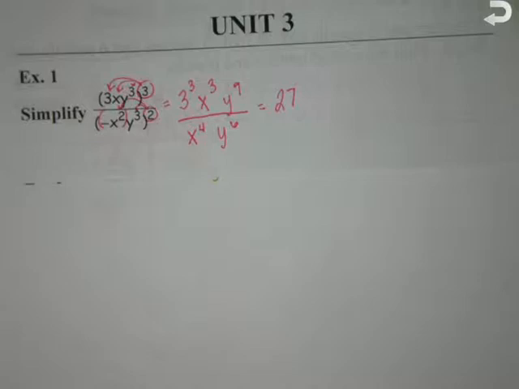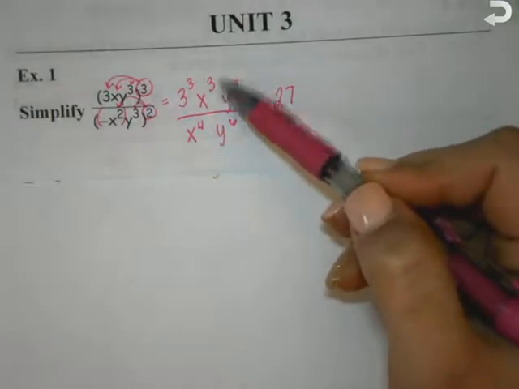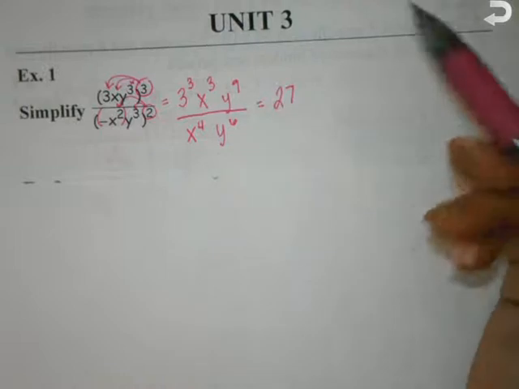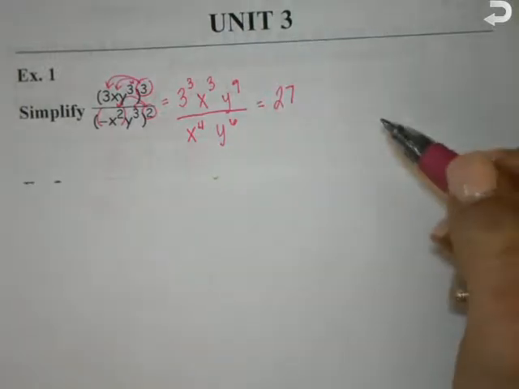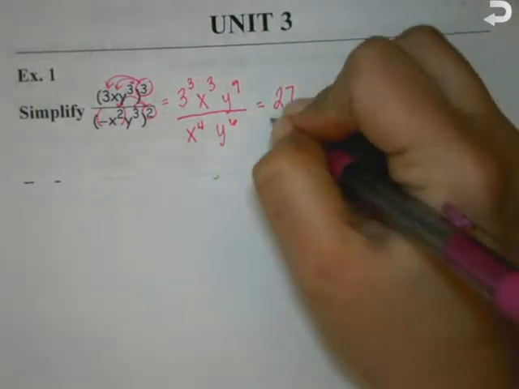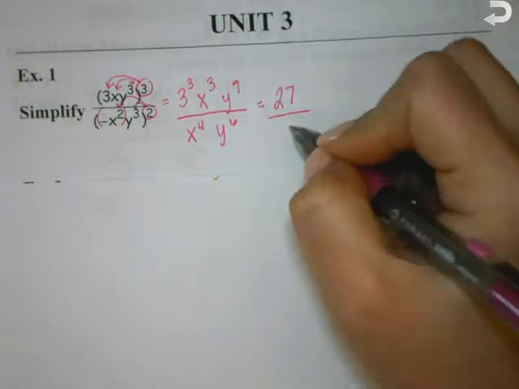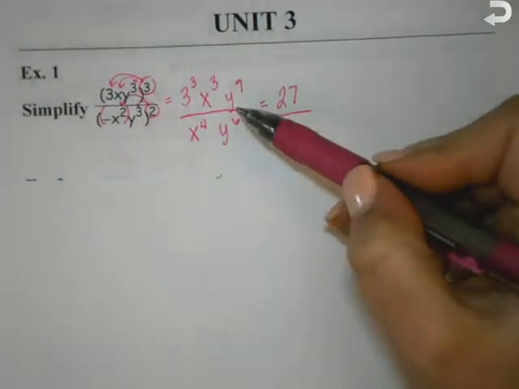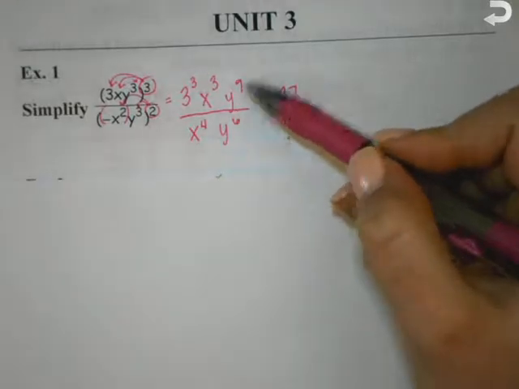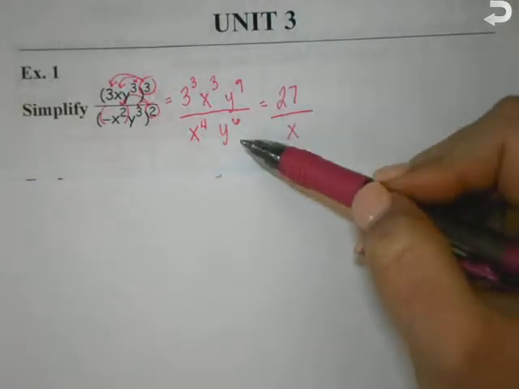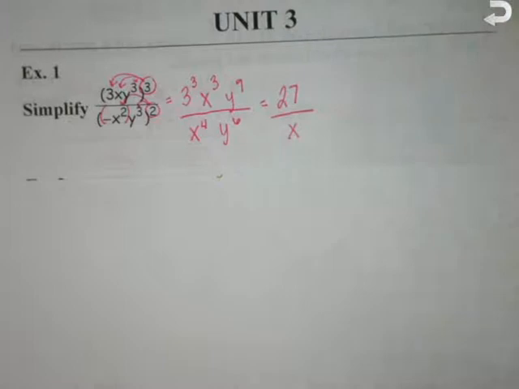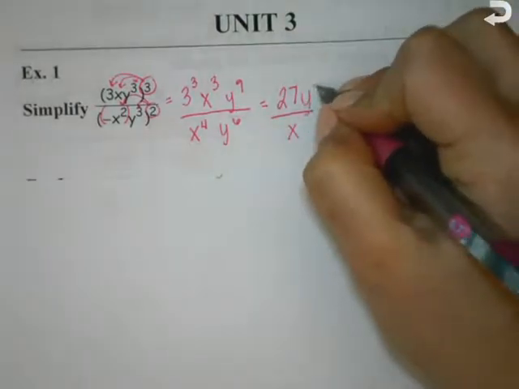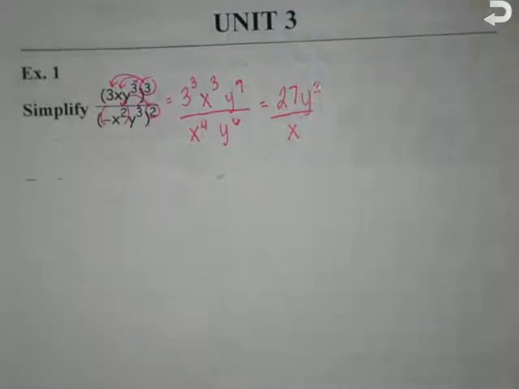And then look at your x's. In the numerator, I have an x to the third. In your denominator, I have an x to the fourth. So where are my x's going to end up? On the bottom. And how many of them will there be? Just one. Now with the y's, I have a y to the ninth in the numerator and a y to the sixth in the denominator. So where are my y's going to end up? On the top, and it's going to be a y to the third. You can't simplify anymore, so that's your answer.